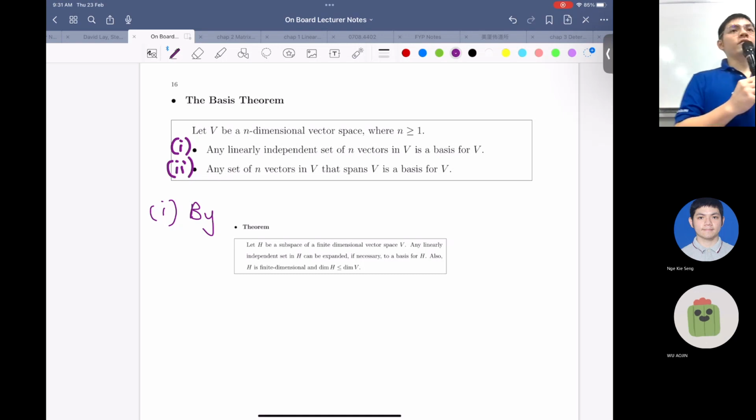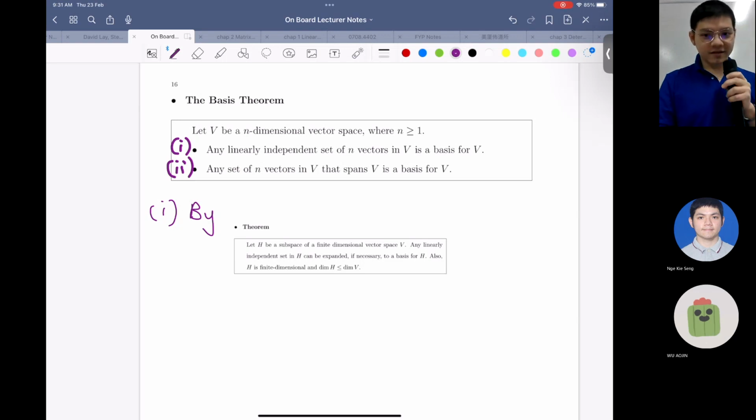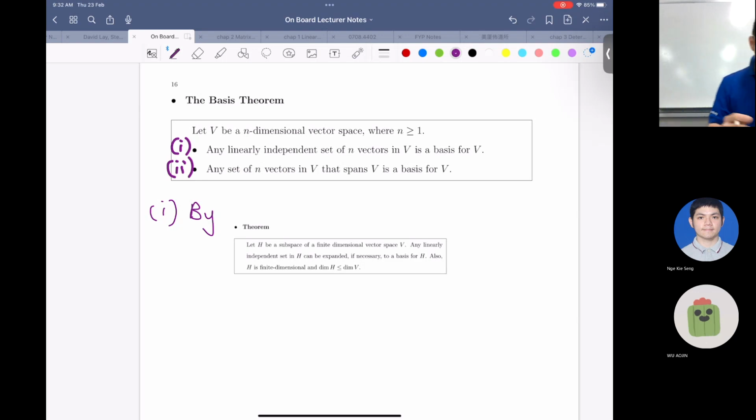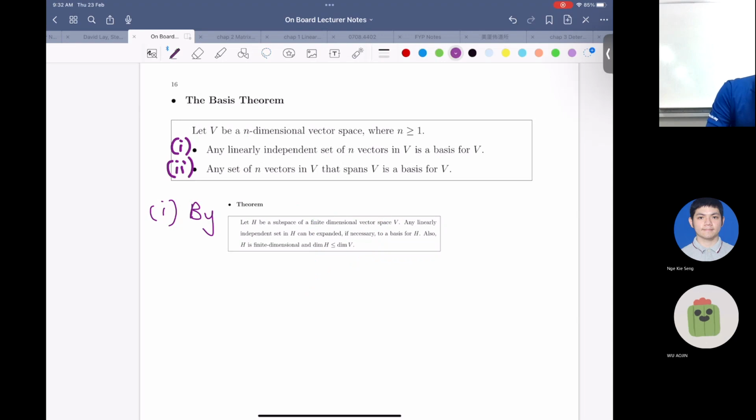Let's say you already have n linearly independent vectors and your dimension is n. If you try to put more in, what happens? In fact, by this theorem here, you no longer need to expand.